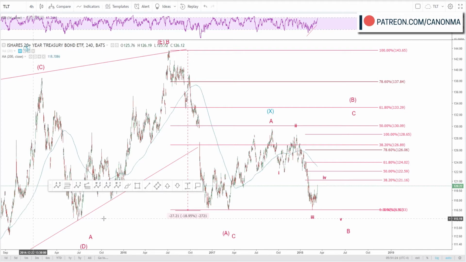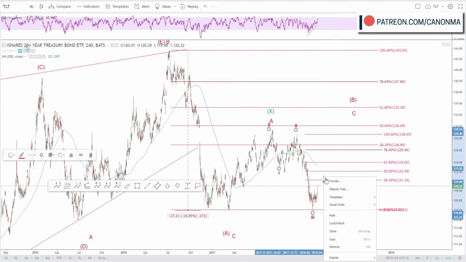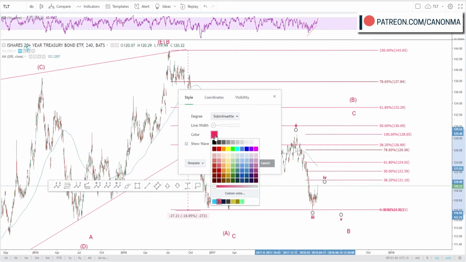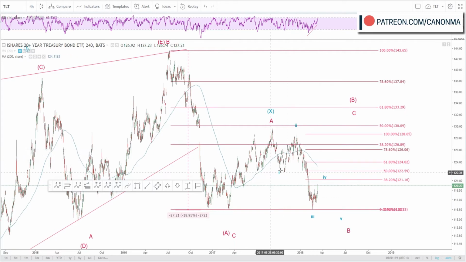All right, moving on to TLT. We've had a nice burst up in TLT recently. Again, very much fitting in line with our expectations. And at this point, I'm going to change this count to blue, just to put it as more of a question or a possibility. But at this point, I feel very comfortable with this move up in TLT up until we get to the 121 mark. At that point, things get a little fuzzy, and if we were to continue to push a little bit higher, 122.59 would really be the line in the sand, if you will.